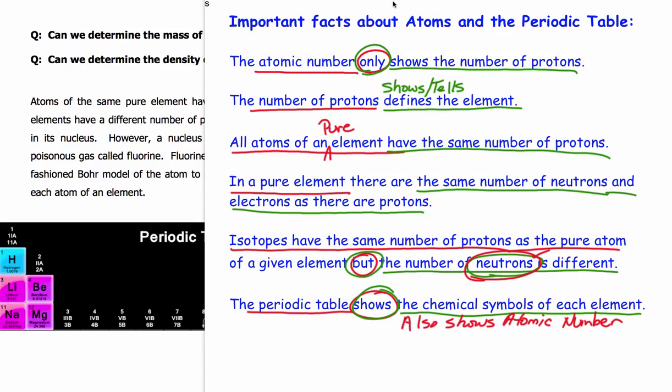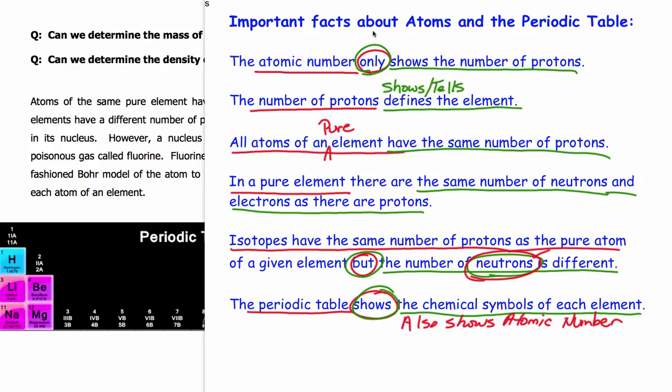The atomic number only shows the number of protons. Don't become confused and think that the atomic number ever tells you how many neutrons there are or how many electrons there are. The atomic number specifically is a quantitative measure that tells you how many protons are in a given atom.